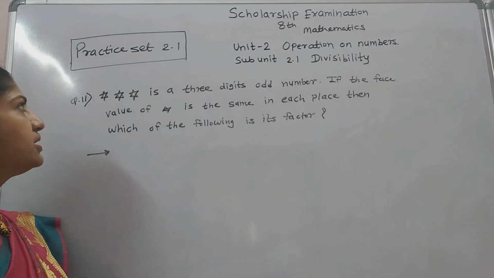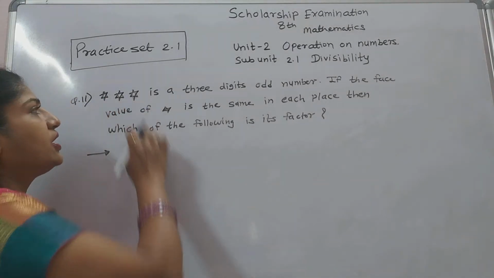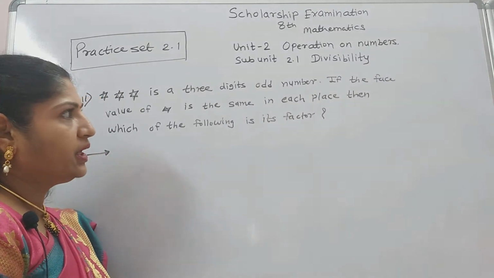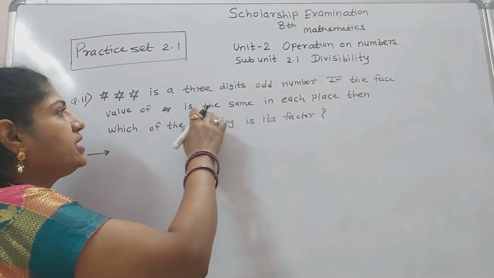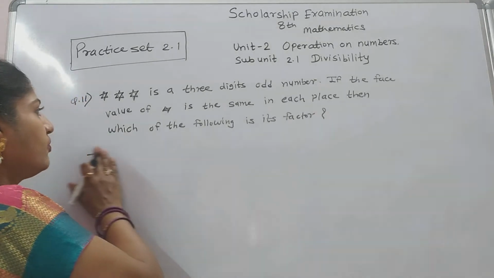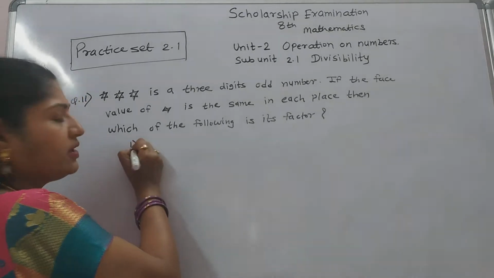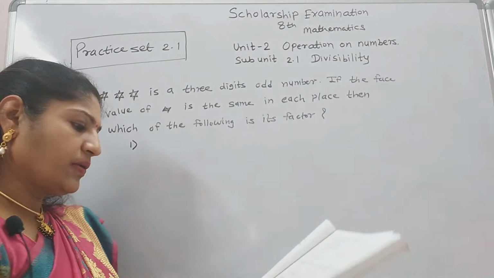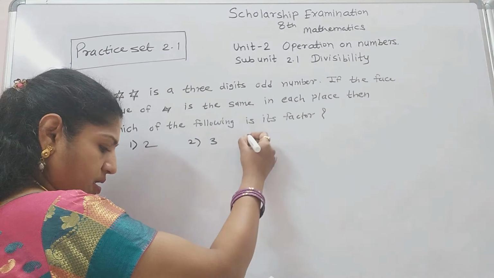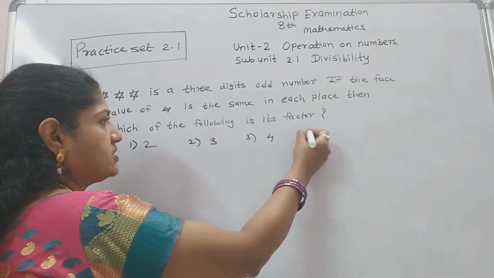Next question is, star star star 3 star is a 3-digit odd number. If the face value of star is the same in each place, then which of the following is its factor? And the options are 2, 3, 4, 6.